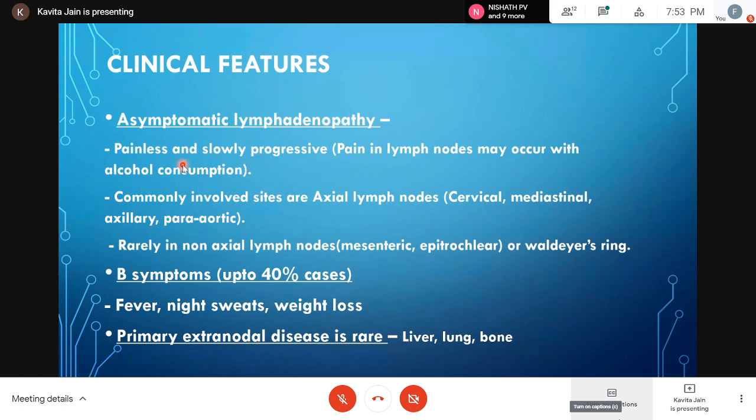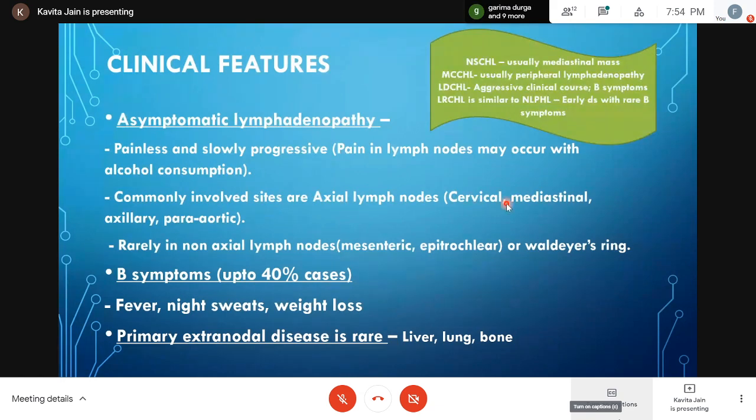So they are painless and slowly progressive lymph nodes. Pain in lymph nodes, however, characteristically may occur with alcohol consumption if the patient gives this history. Commonly involved sites are axial lymph nodes: cervical, mediastinal, axillary, paraaortic. They are rarely seen in non-axial lymph nodes, like mesenteric, epitrochlear, or Waldeyer's ring, which is absolutely rare, less than 1% cases. B symptoms can be seen in up to 40% cases. And primary extranodal disease is rare, that is in lung, liver, or bone.